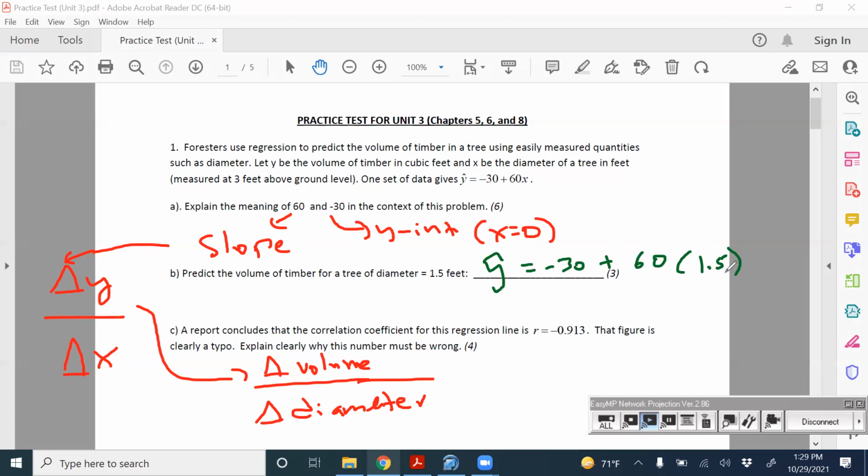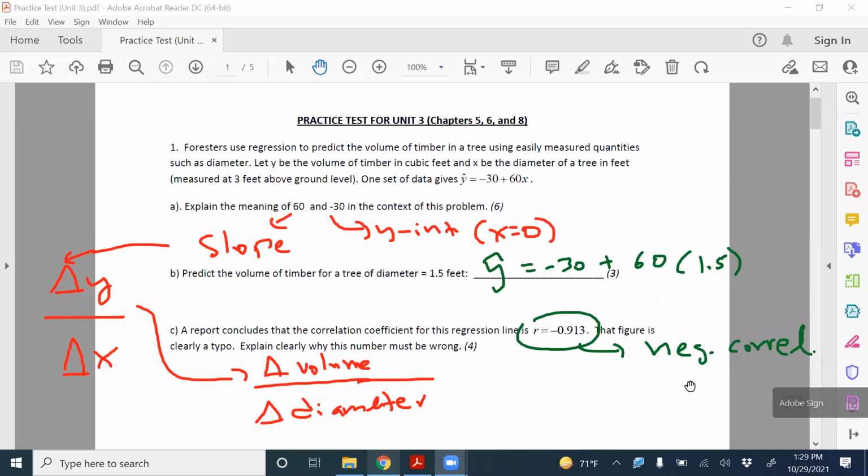For part C, a report concludes that the correlation coefficient for this regression line is -0.913. That figure is clearly a typo. Explain clearly why this number must be wrong. So -0.913 means you have a negative correlation. Okay, it means you have a negative correlation. Well, here's the thing.